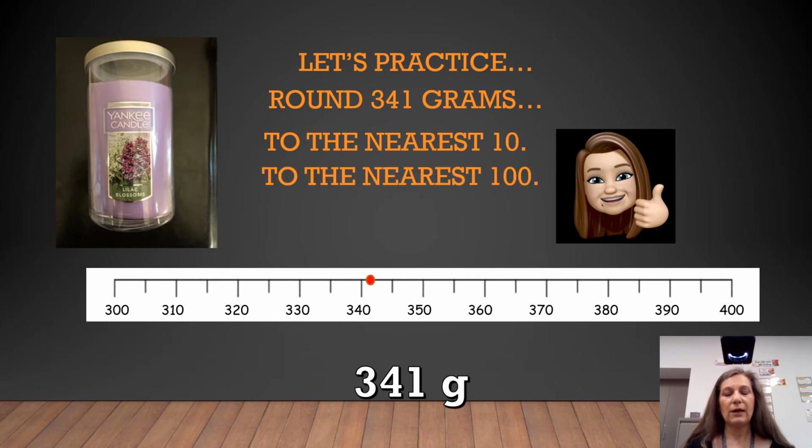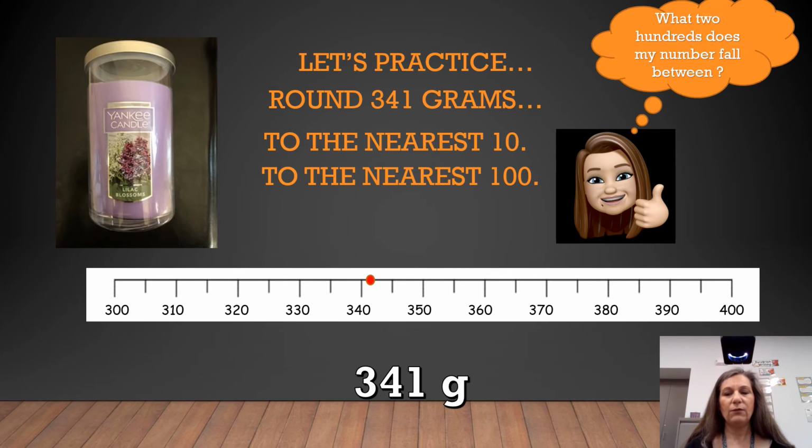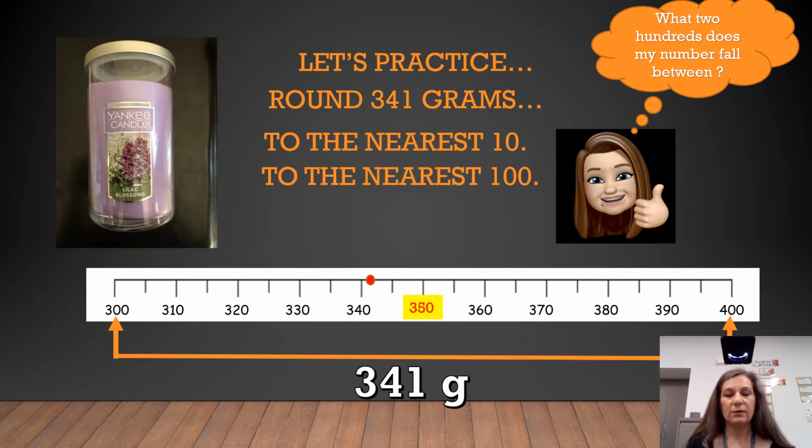So now let's think about rounding to the nearest hundred. Our two hundreds that this number lies between is 300 and 400. So when we think about 341, we look at our tens place, because that's the place value we're going to look at if we're going to round to the nearest hundred. And we are looking to see if it's greater than 50, 350. So we want to say, okay, well, 341 is just before 350.